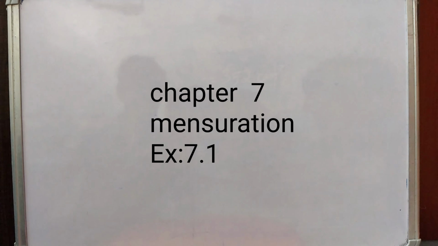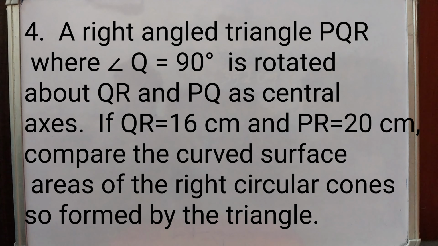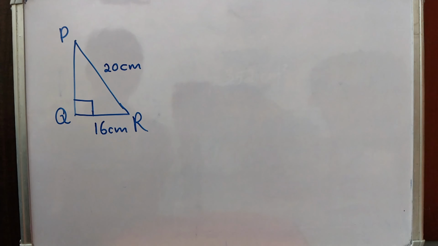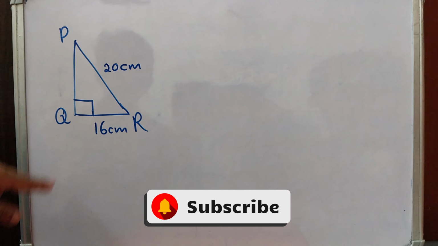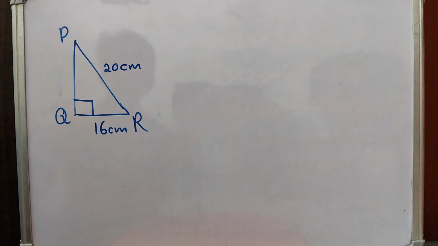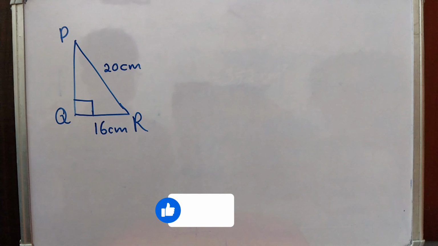Chapter 7 Mensuration, Exercise 7.1, fourth question. A right angled triangle PQR where angle Q is equal to 90 degrees is rotated about QR and PQ. If QR is equal to 16 cm and PR is equal to 20 cm, compare the curved surface areas of the right circular cones so formed by the triangle. So here we are given the triangle PQR with the right angle at Q, and the length of PR is equal to 20 centimeter and QR is equal to 16 centimeter.